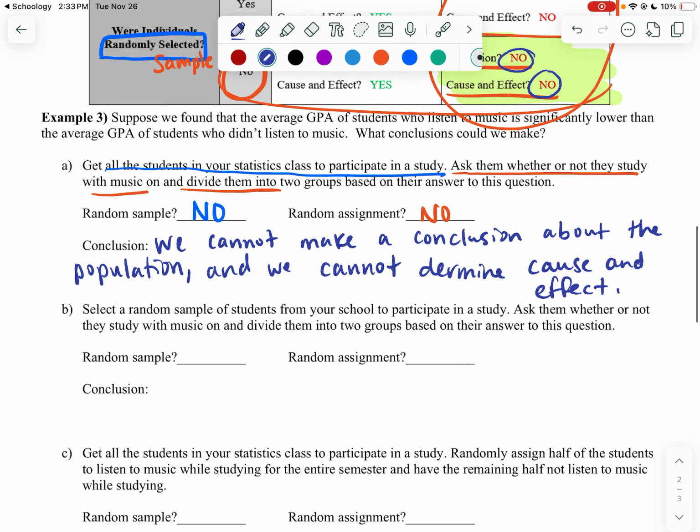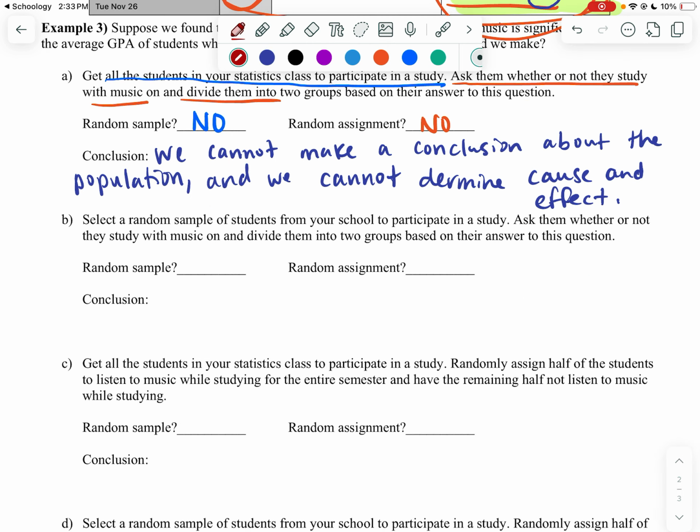Okay, so let's do another one. Select a random sample of students from your school to participate in a study. Ask them whether or not they study with music on, and divide them into 2 groups based on their answer to this question. Okay, first part says select a random sample. Yes, we picked a random sample. It doesn't say how we did it, but it says it's random. The second part of this is the same thing as before. Ask them whether or not they study with music on, and divide them into groups based on that. That's not random. They already know if they listen to music or not. So that's not random.